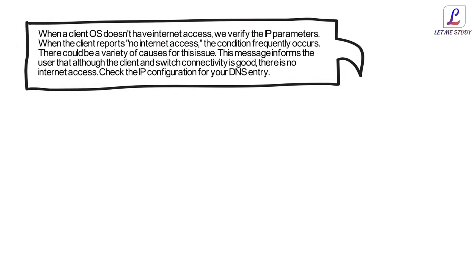When a client OS doesn't have internet access, we verify the IP parameters. When the client reports no internet access, the condition frequently occurs. There could be a variety of causes for this issue. This message informs the user that although the client and switch connectivity is good, there is no internet access.